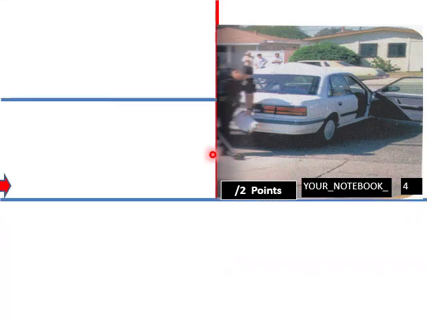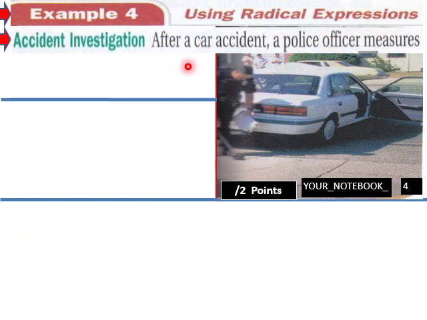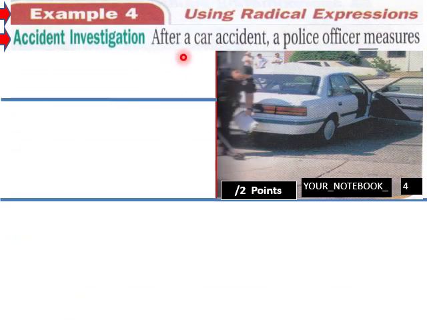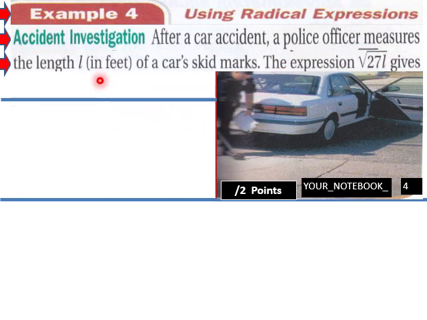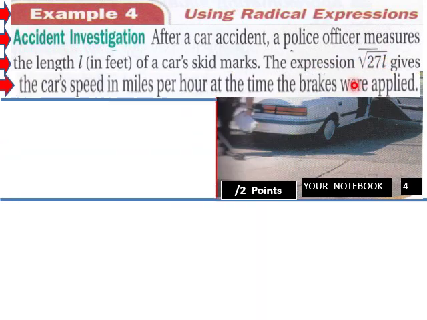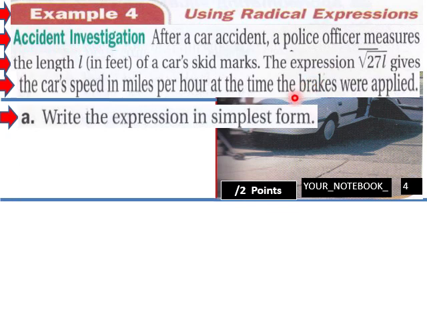Let's try another one, using radical expressions. Accident investigation. After a car accident like this, a police officer measures the length L in feet of a car's skid marks. The expression radical 27L gives the car's speed in miles per hour at the time the brakes were applied. So write the expression in simplest form.